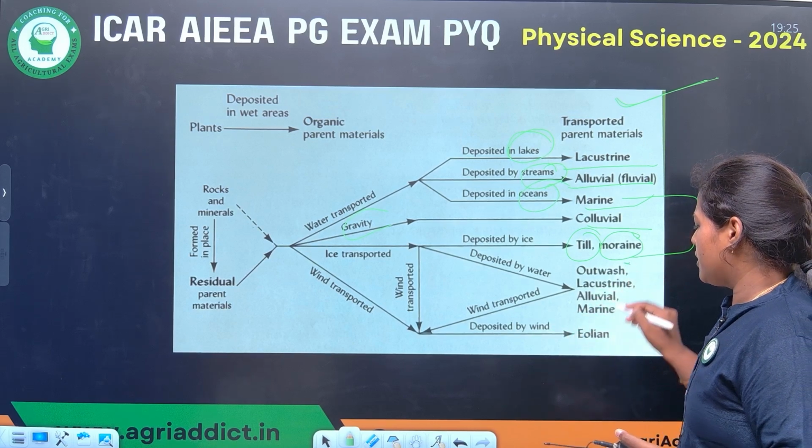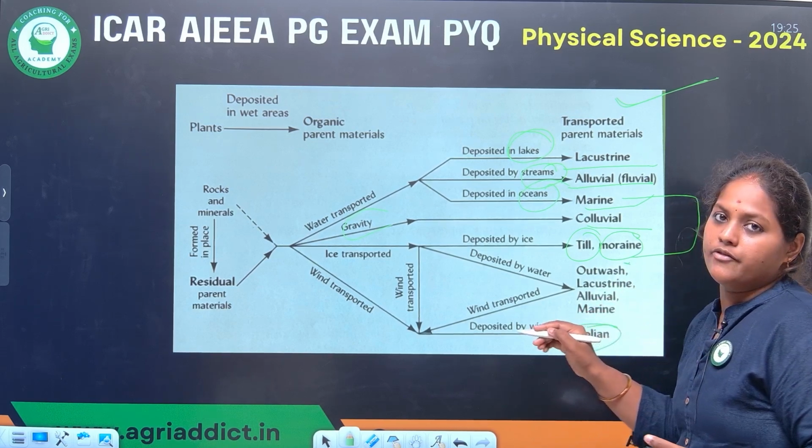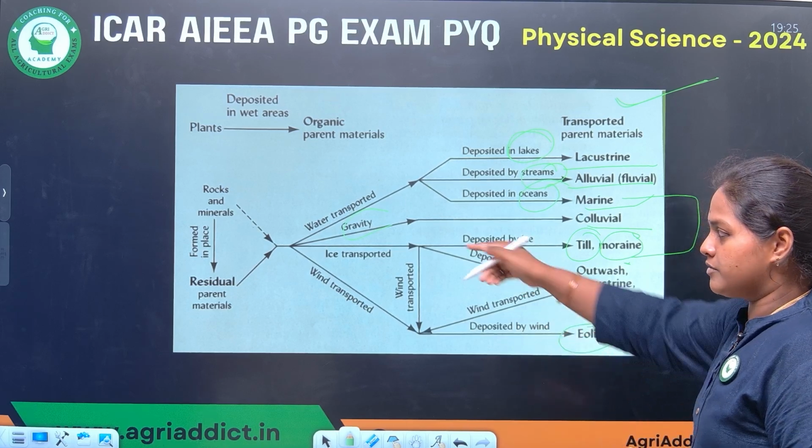Then there are different terms. Eolian, this is by wind. Loess is a secondary term, that's why it's not mentioned here.